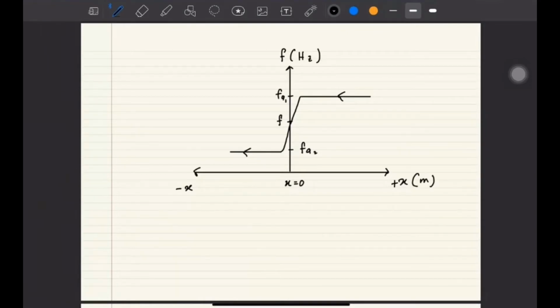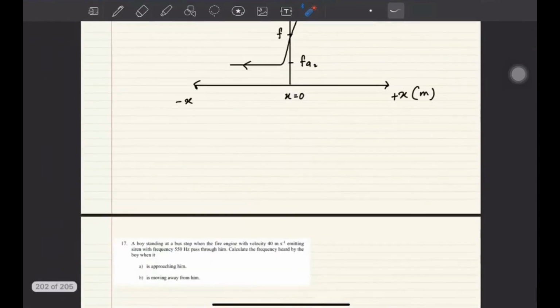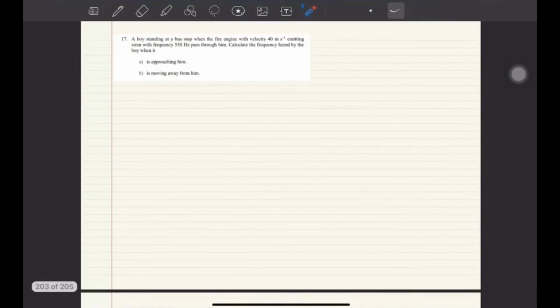Okay, so if you draw the shape correctly, something like this, most likely you get 1 mark. And if you label everything correctly, including the title, and label these values, you should get another mark. So I think at most they will give you about 4 marks for this one. Okay, let's try to look at the example.